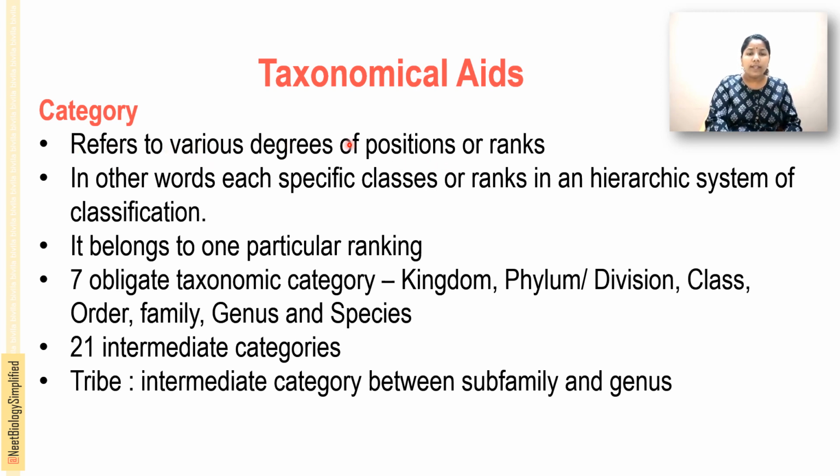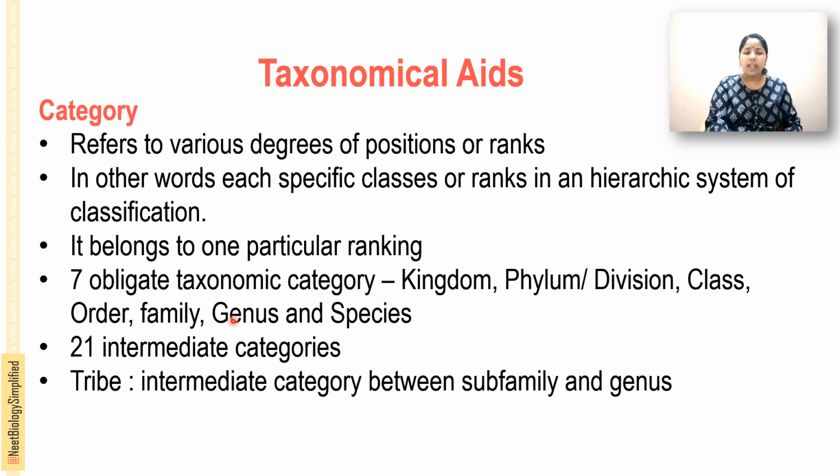And next is category. Category refers to various degrees of position or rank. In other words, each specific class or rank in a hierarchic system, that is kingdom, phylum, class, order, genus, each of these individual classes or ranks is known as a category. And it belongs to one particular ranking. If it is a genus, that is a particular ranking, that is the category genus.